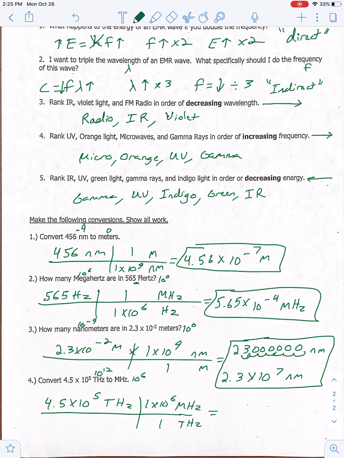And now we're done. So now we just got to multiply whatever's on top. So 4.5 times 10 to the 5th times 10 to the 6th power. Okay, and I get 4.5 times 10 to the 11th megahertz. Okay, so hopefully that kind of helped you out as far as waves, EMR, and conversions. So feel free to rewind this if you need, and hopefully this kind of cleared some things up for you.